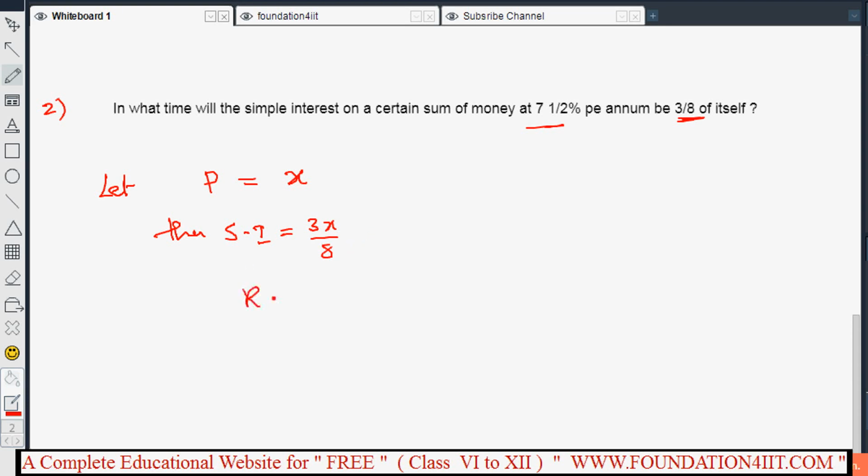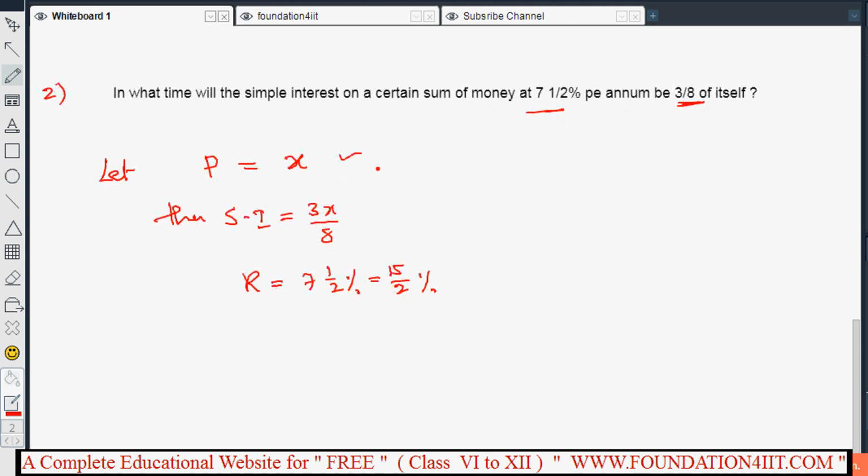And rate of interest is given 7.5%. That is 15 by 2 percent is the rate of interest. So this is the data. Let P is x, then simple interest is 3x by 8 because 3 by 8 of itself according to the problem. Now we'll find out the time.